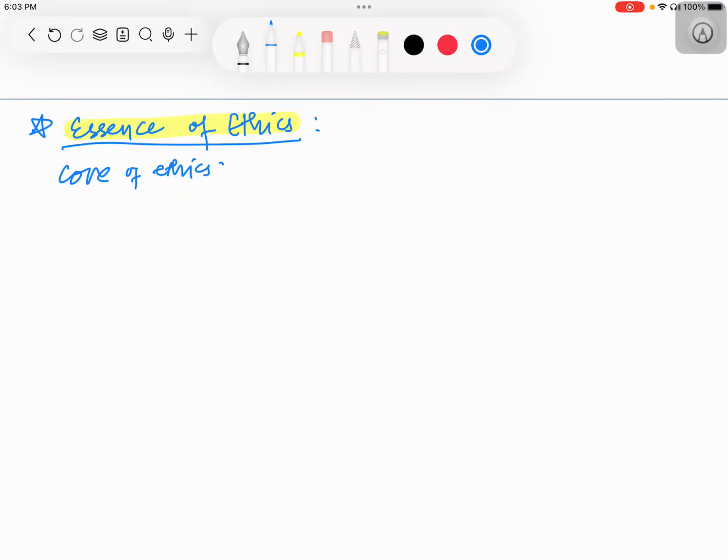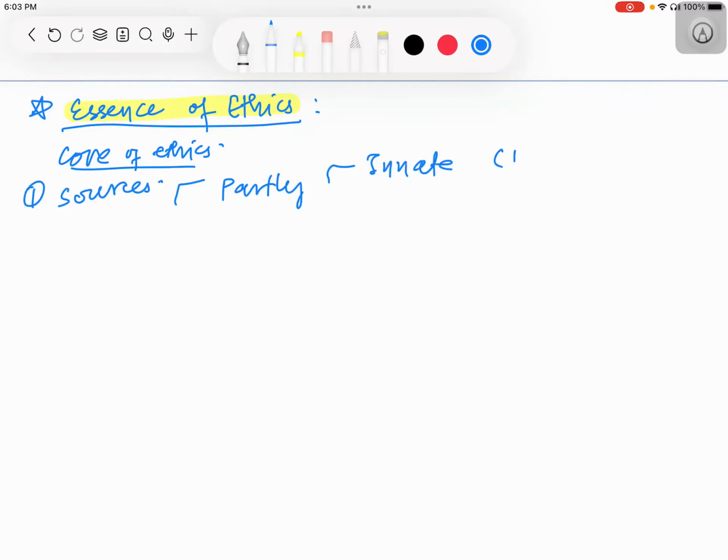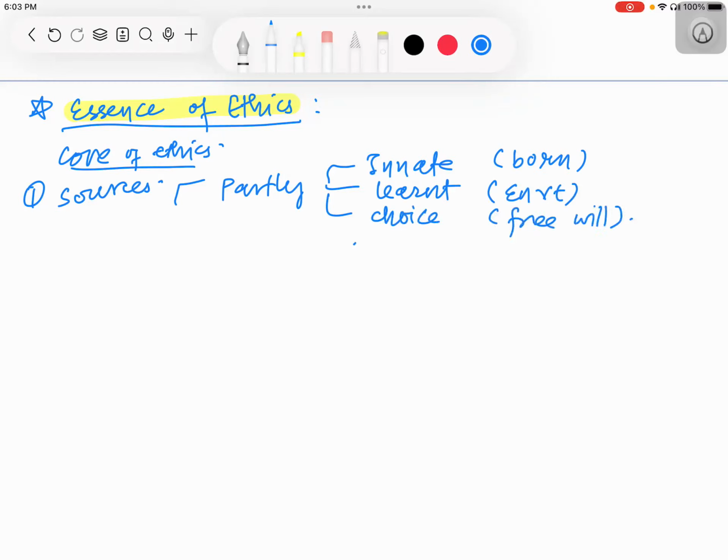So in that second class we had already discussed this. For example, under the core of ethics, one can also ask what the sources are, and there we discussed that it is partly innate, that is, one is born with it. In part, it is also learned, from the external environment, and it is also partly choice, that is, free will. So sometimes you have a choice, sometimes it is learned from outside, sometimes it is born.